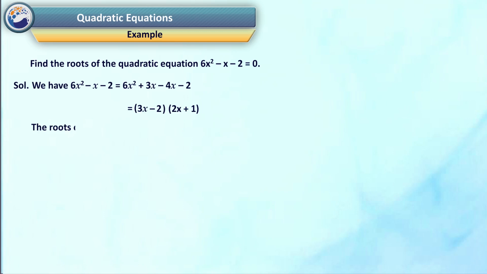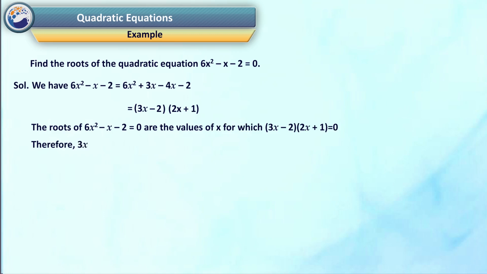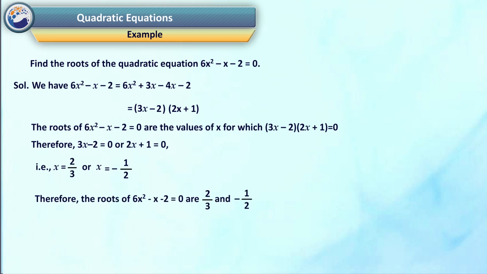The roots of 6x² - x - 2 = 0 are the values of x for which (3x - 2)(2x + 1) = 0. Therefore, 3x - 2 = 0 or 2x + 1 = 0. That is, x = 2/3 or x = -1/2. Therefore, the roots of 6x² - x - 2 = 0 are 2/3 and -1/2.